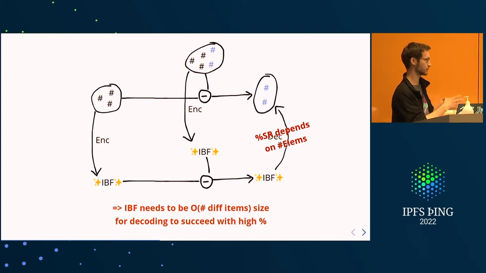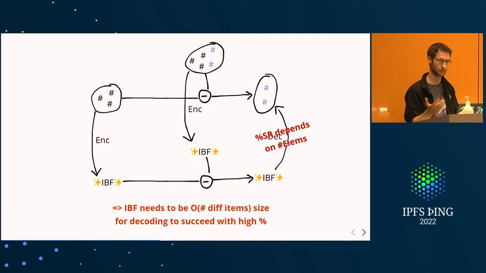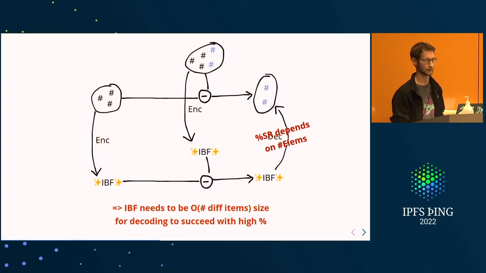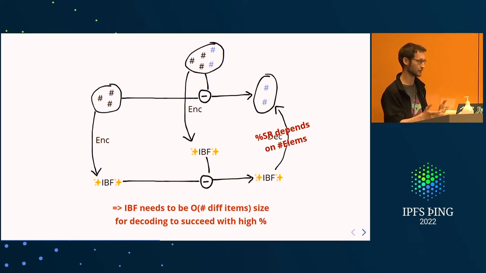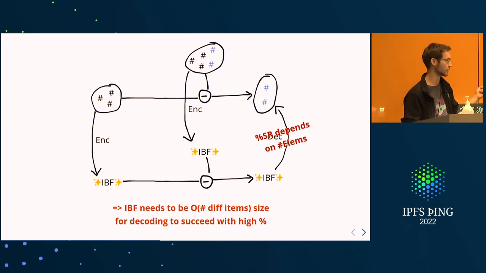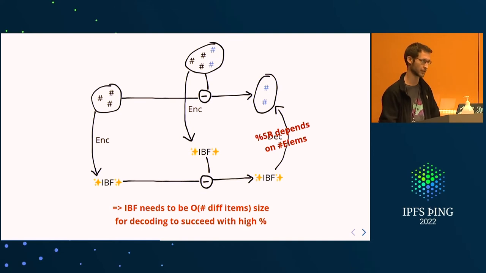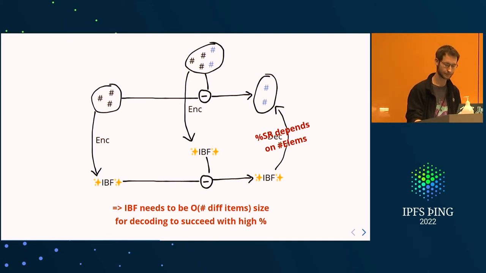And so you can tune the size to get different success rates. I think the paper just assumes a 99% success rate. And if you fail decoding the inverted Bloom filter, what you do is you just run some other protocol or retry with a different size, stuff like that.